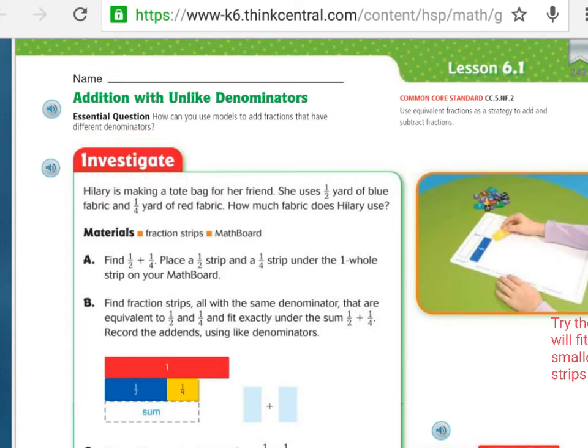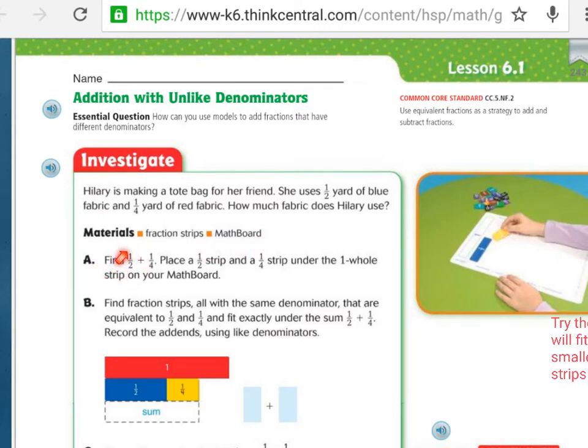So let's investigate. Hillary's making a tote bag for her friend. She uses 1/2 a yard of blue fabric and 1/4 of a yard of red fabric. How much fabric does Hillary use? So the materials, we need fraction strips and a math board.